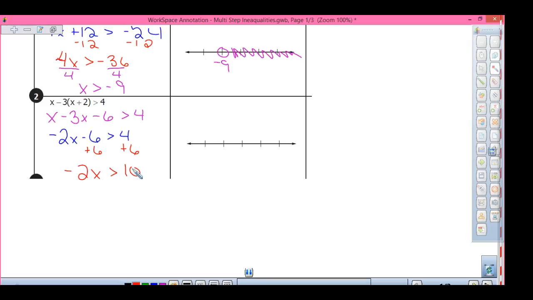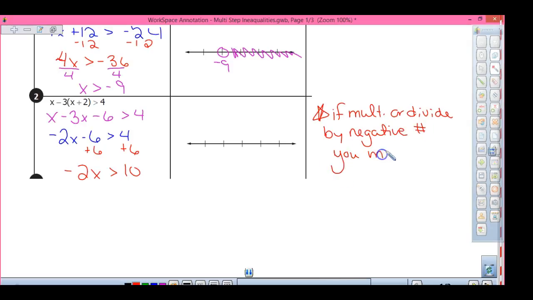All right, now we have a super special rule that you might want to write at the top of the page. If you multiply or divide by a negative number, you must flip the inequality symbol.